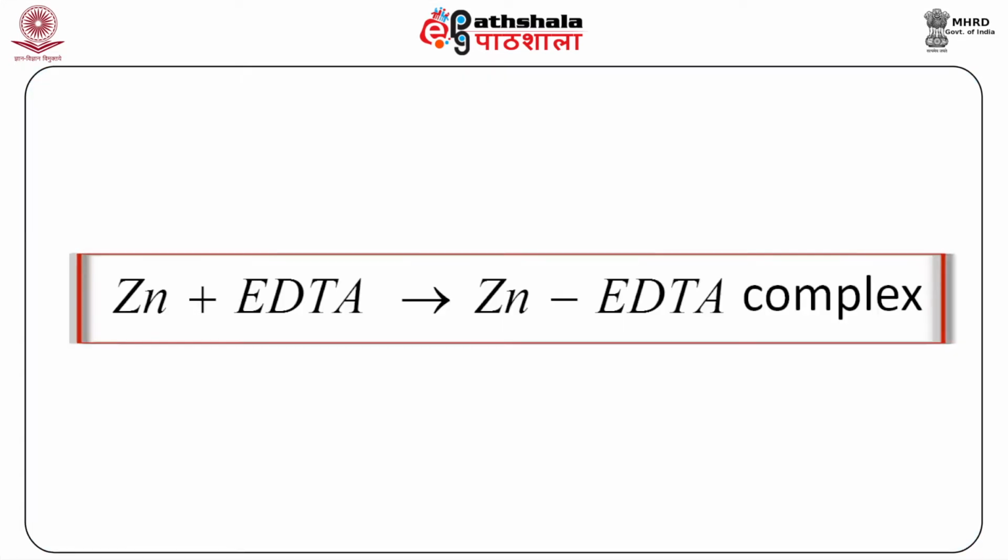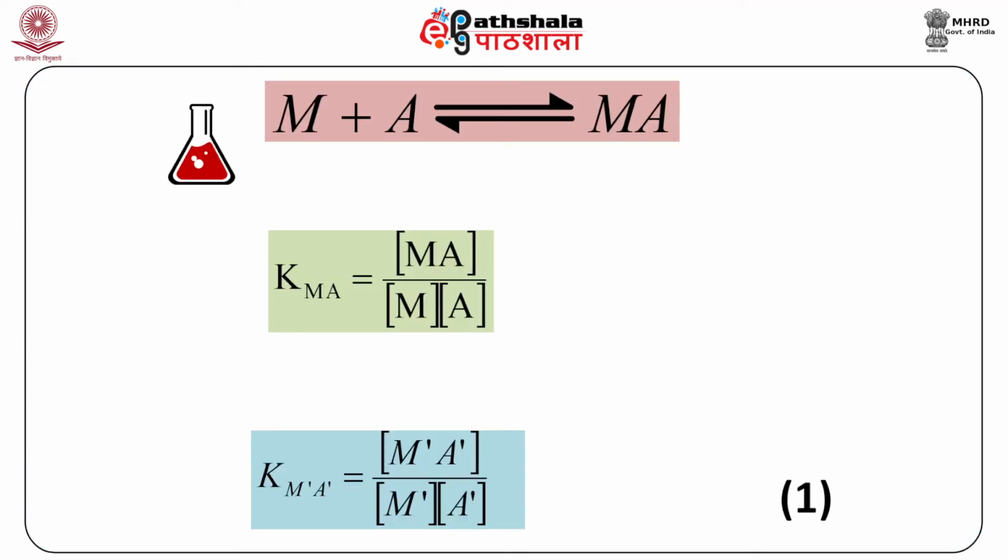This is shown over here, zinc combining with EDTA to form zinc EDTA complexes. An interfering metal may be calcium. It can also form side reactions with EDTA, chloride ion, oxide ion, ammonia, etc. Consider a general reaction where the metal M reacts with ligand A to form a complex MA.